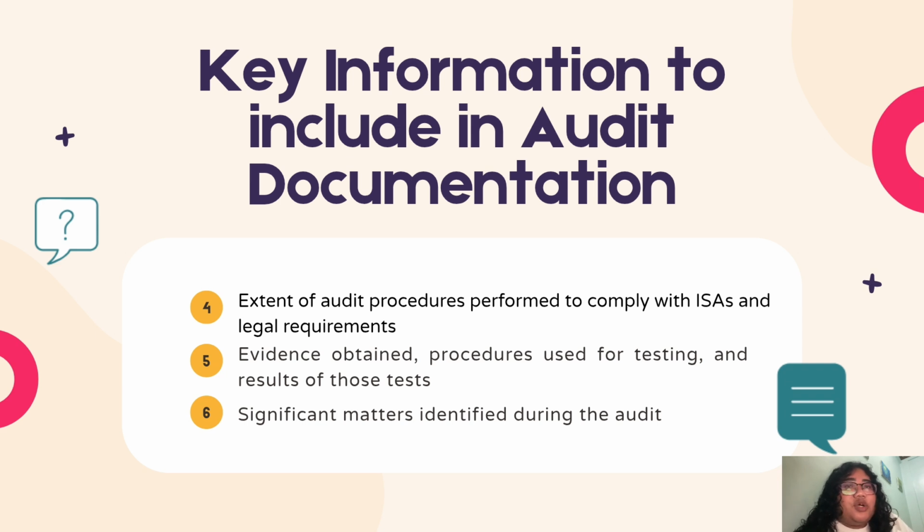Next would be the evidence obtained, procedures used for testing, and the results of those tests. So, auditors must document the evidence they gathered and how they tested information. For example, they may verify the financial records, confirm balances, or review the supporting documents. Recording this will help demonstrate that the auditor's conclusions are based on reliable and sufficient evidence.